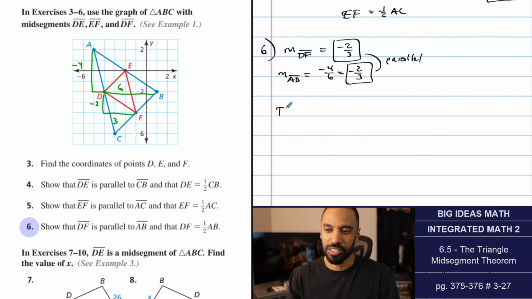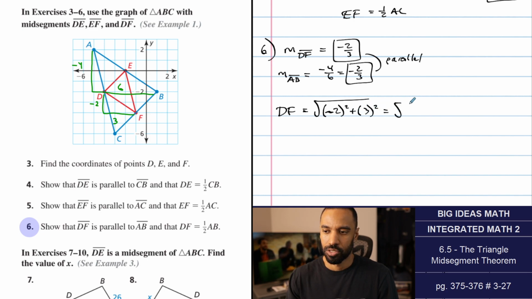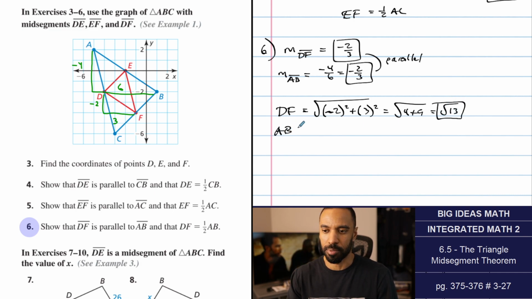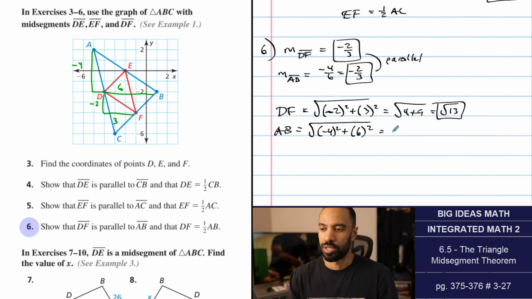Anyway, so the length of segment DF, we have, again, the square root of, we can just work off this guy here, square root of -2 squared plus 3 squared. So square root of 4 plus 9, or root 13. We're going to expect to get 2 root 13 for the length of segment AB, and here's how it works out: -4 squared plus 6 squared, which is the square root of 16 plus 36, or square root of 52.